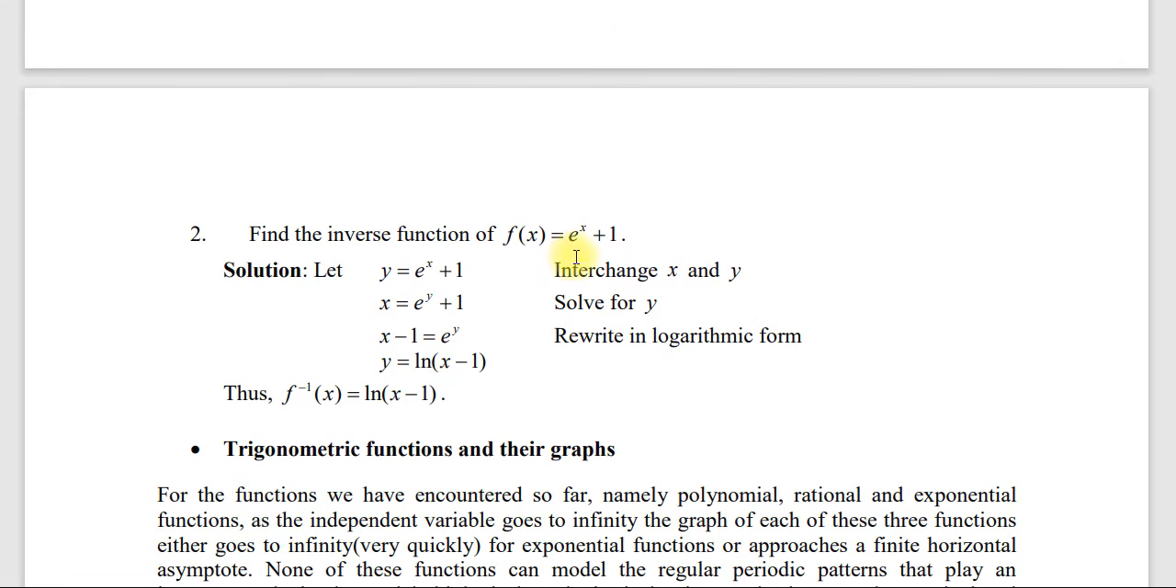Evaluate the inverse of the function f of x which equals e the power of x plus 1. Let y equal e the power of x plus 1.